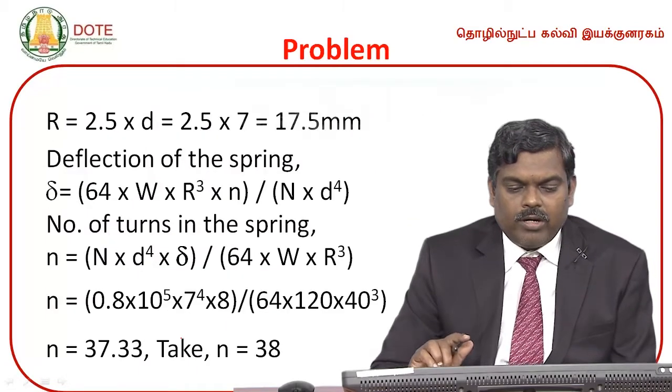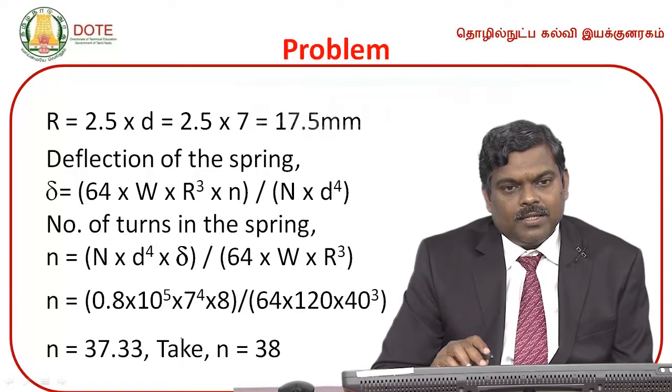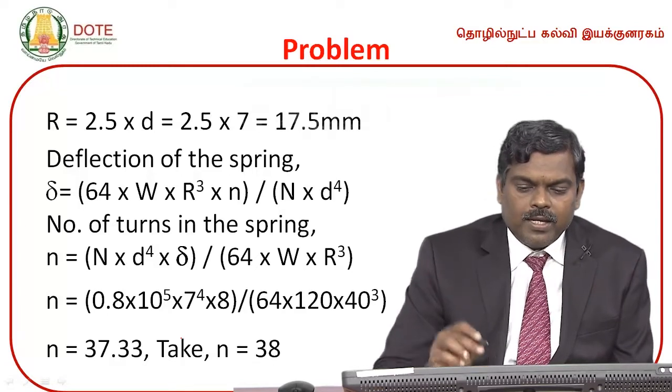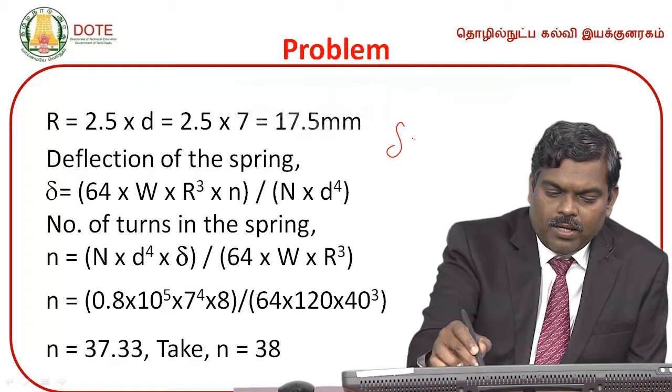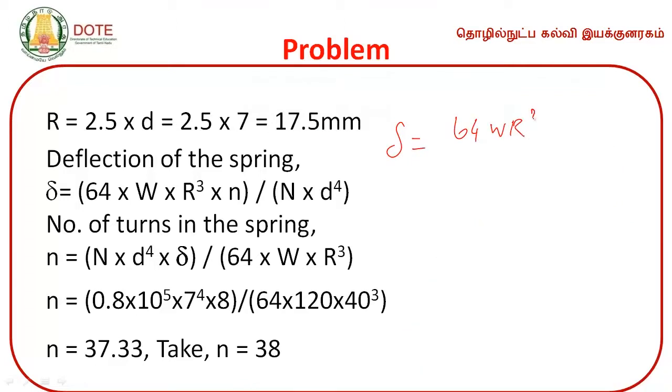Next we are going to calculate the deflection of the spring. Deflection of the spring del is given by the formula 64 W r cube n divided by N into d to the power 4. These are all the standard formula what we discussed in the previous sessions.